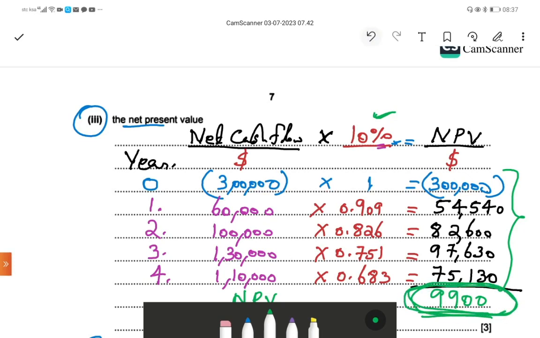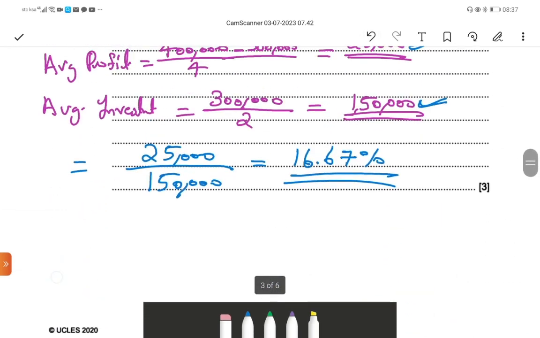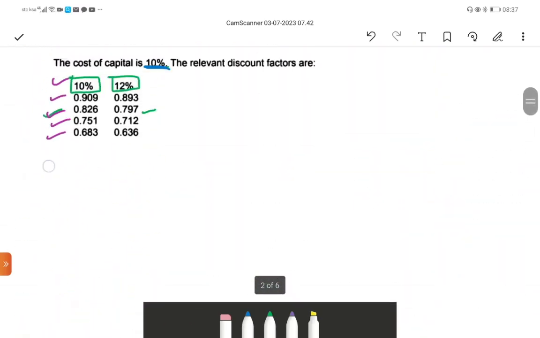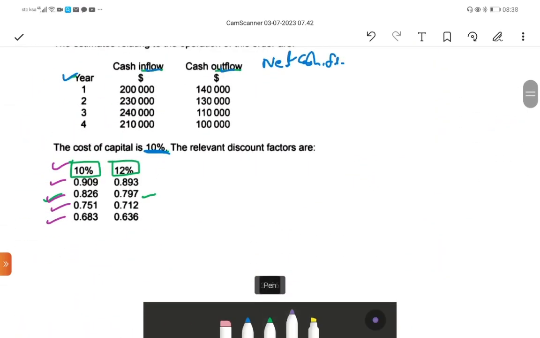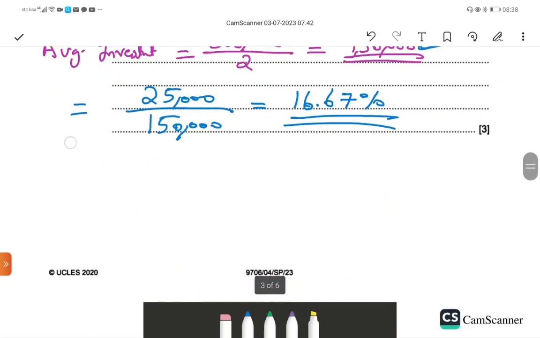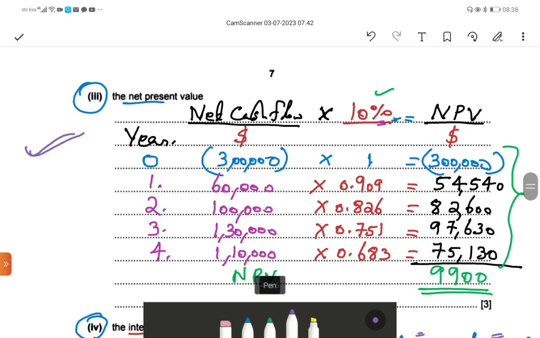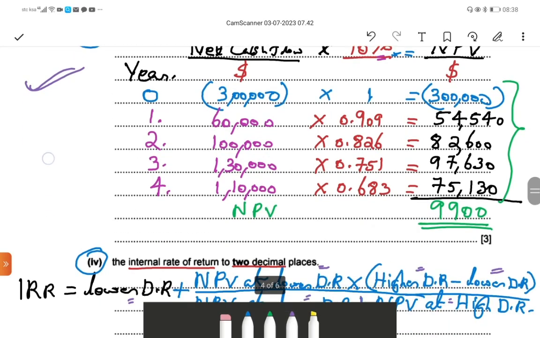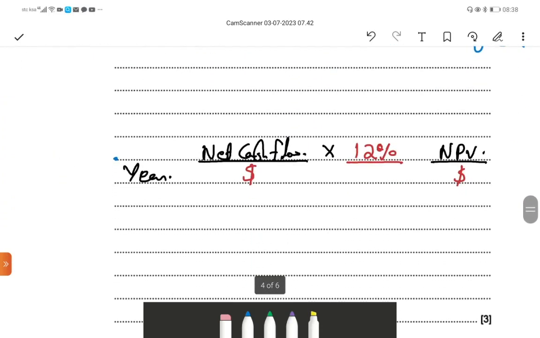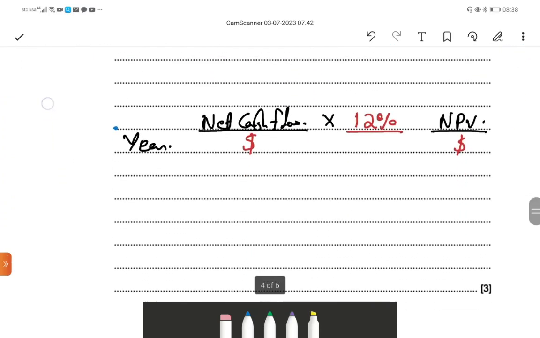Right. Next we have to find the net present value at the higher discount rate. What is the percentage? The higher discount rate is 12%. So the 12% net present value. We follow the same method we used to calculate the net present value in question 2A3, but only the discount factor changes from 10 to 12.